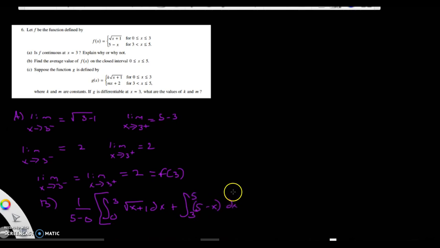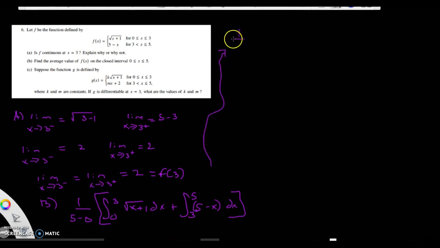Part B. Find the average value of f of x on the closed interval 0 less than or equal to x less than or equal to 5. So we have to do 1 over 5 minus 0, times the integral from 0 to 3 of root x plus 1 dx, plus, and I should put brackets here, the integral from 3 to 5 of 5 minus x dx. Okay, so now let me just do my work over here.